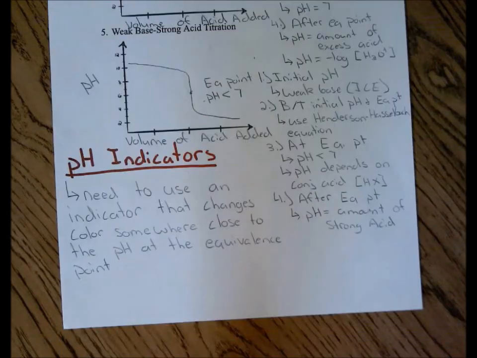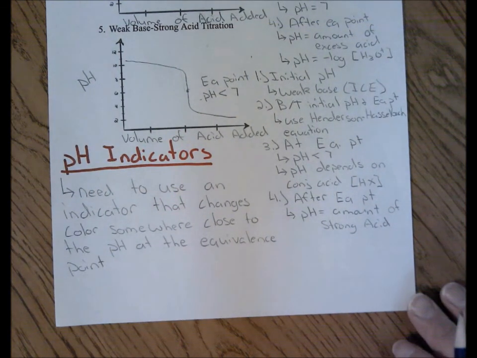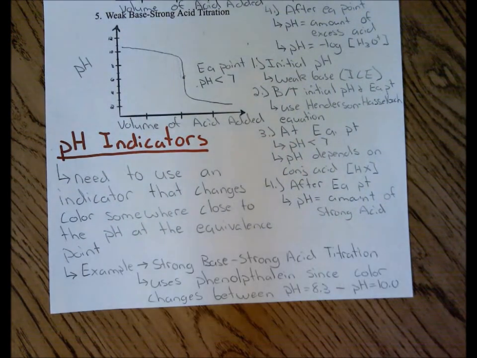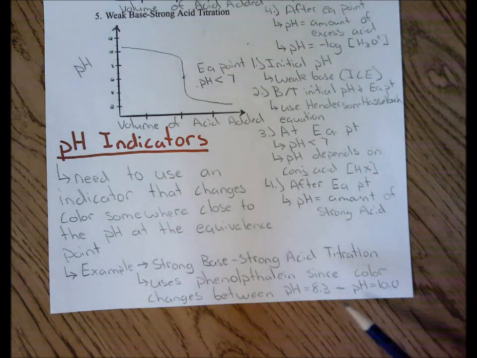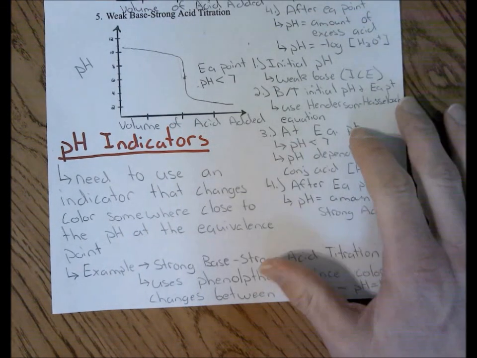So an example is a strong base being titrated by a strong acid. It uses the indicator phenolphthalein because it changes color between 8.3 and 10.0 in terms of the pH. Again, there is that written example. This pH range where it changes color goes through that equivalence point, and that's why it is utilized as an indicator in that scenario.